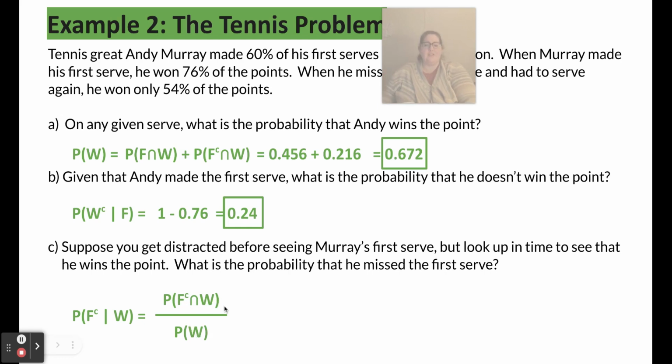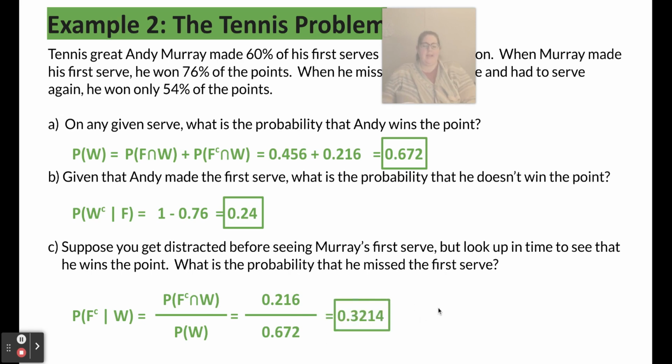And if I go back to my tree diagram and find that probability on the top, don't get the first serve, miss the first serve, and win the point, was 0.216. And then overall probability of winning the point is what we found up here on part A. That was where we added together the two and probabilities where he won the point, was 0.672. So 0.216 out of 0.672 gives me my answer.